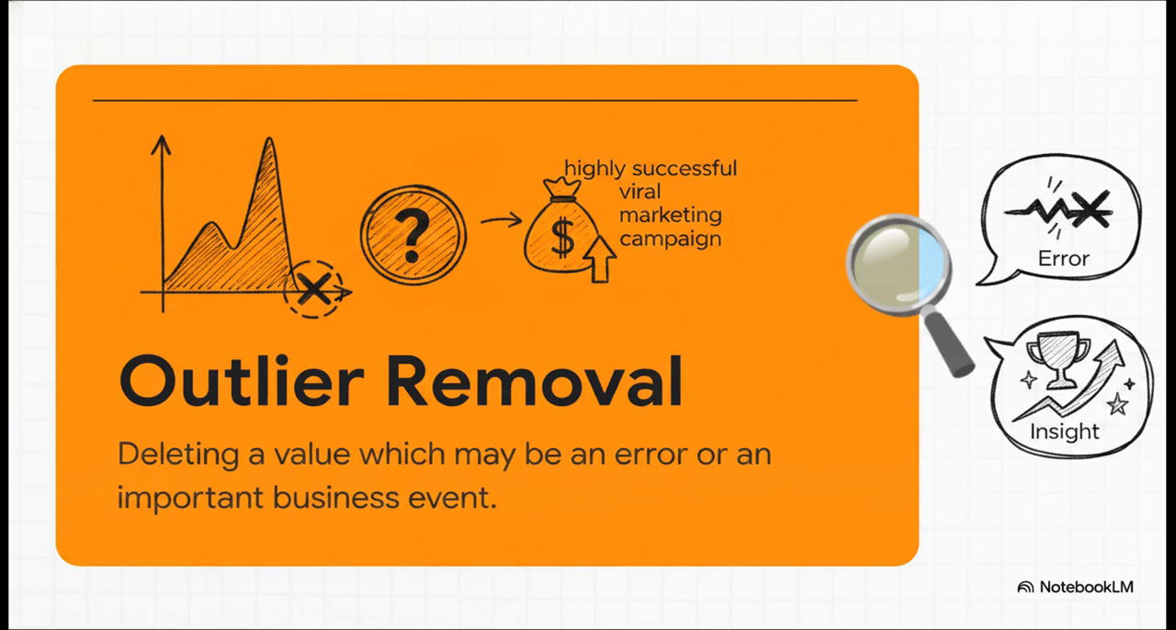But here's the massive danger with that. That unusual value might be a simple data entry error, sure, but it could also be an incredibly important business event. What if that huge spike in sales was the result of a wildly successful viral marketing campaign? If you automatically delete it as an error, you literally erase the exact insight you need to replicate that success. You've got to investigate your outliers, not just exterminate them.